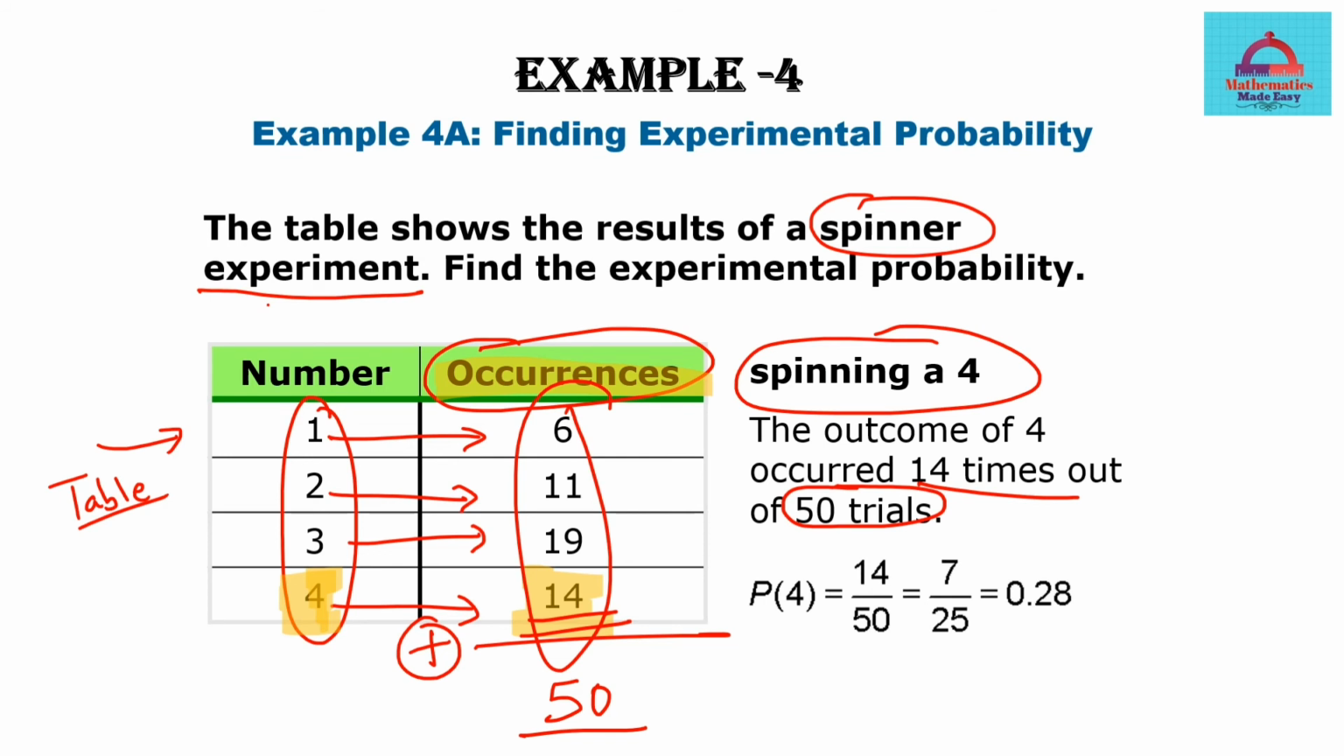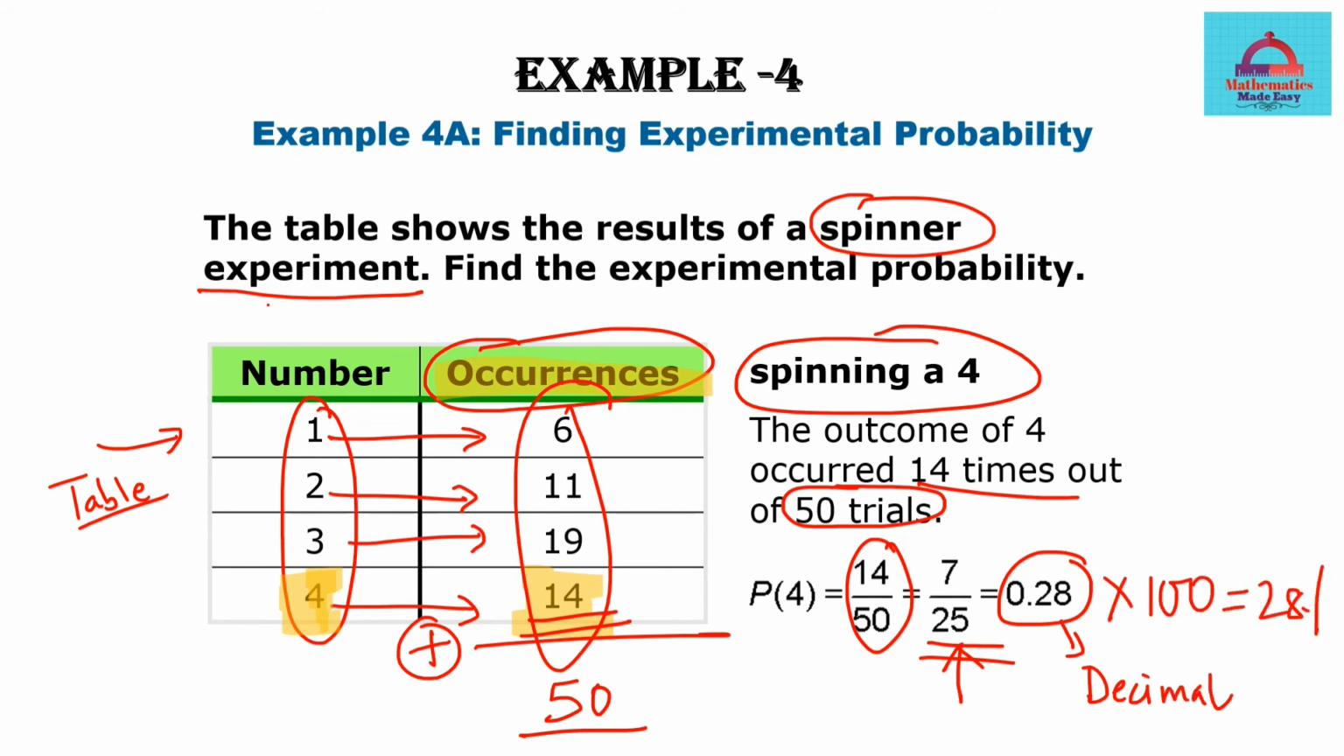So you can divide them and get the fraction. The answer is 7 divided by 25 in the fraction form, and you can convert it into decimal to get 0.28. Now you can also convert into percentage by multiplying by 100. So the experimental probability that the spinner is landing on a 4 is 28%.